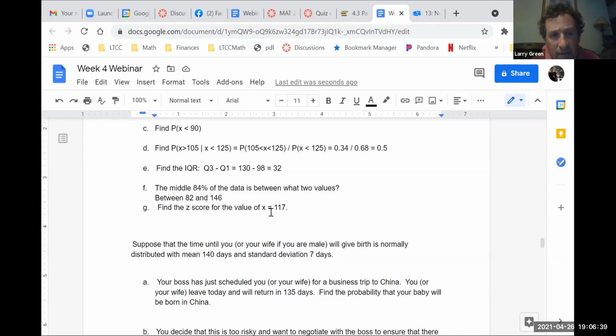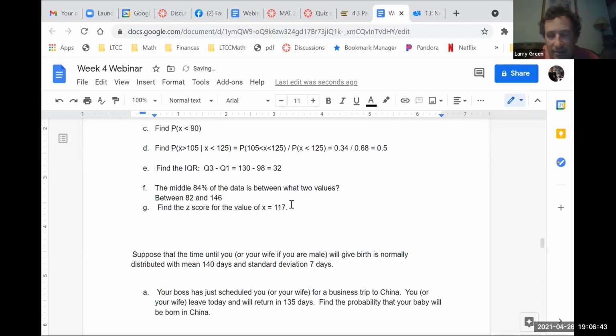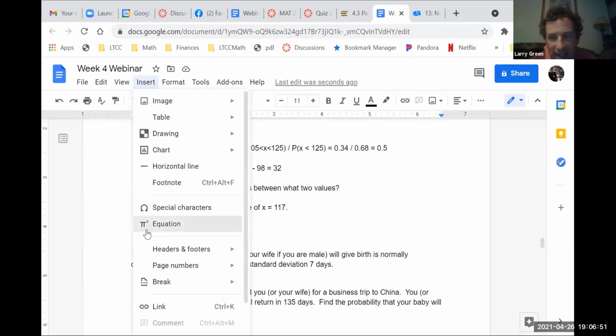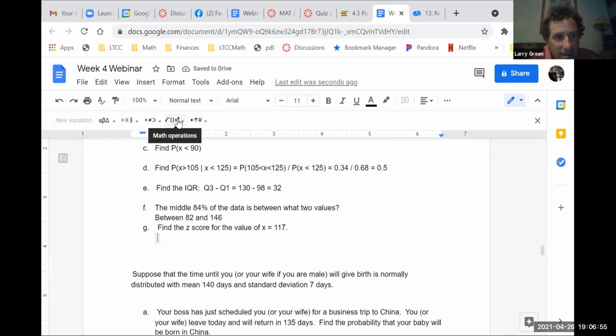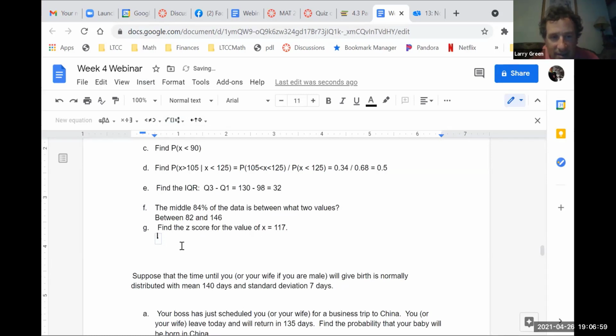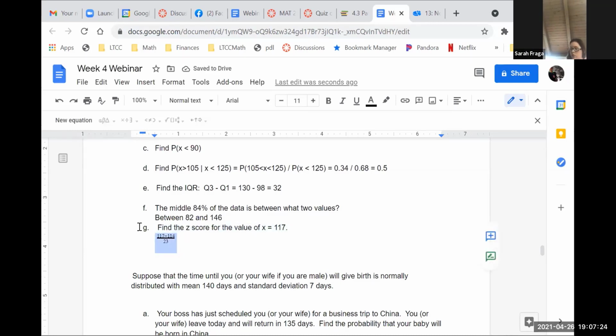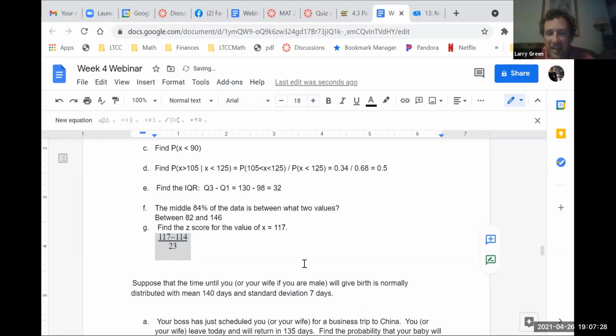Okay, how about the z-score for an x value of 117? What do I do? The hint is I don't need the calculator on this one. Who remembers the z-score formula? I'll start you off: 117. Then what do I do? Subtract 114. Yeah. And then divide by 23. Make it bigger so you can see it. Okay, and I'm not going to waste your time putting it in the calculator, but hopefully you know how to put it in the calculator. You do need parentheses around 117 and 114.